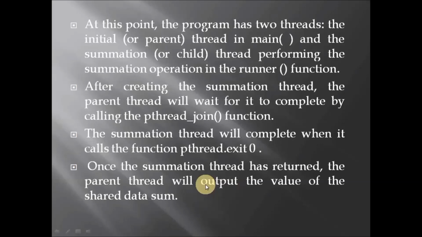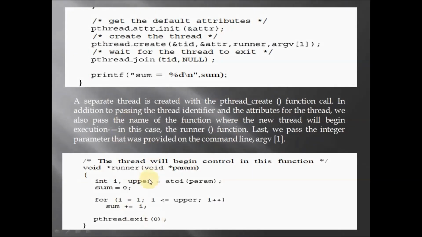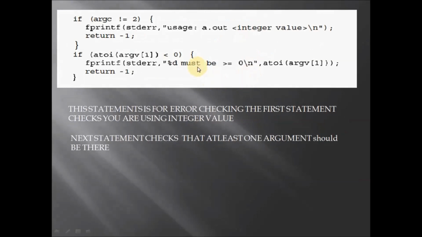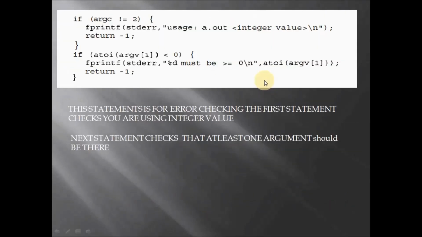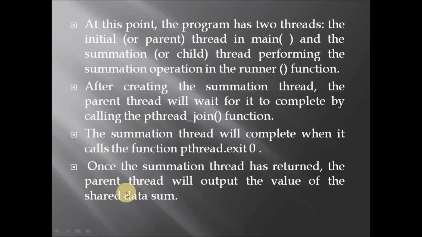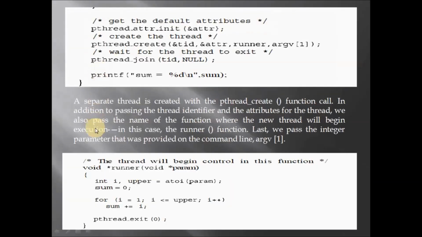Remember guys, the child will only calculate this value, the value 15 here. But the parent thread has to display that value. The child thread has to calculate the value, and the parent thread has to display it in the output, stored in some variable. Understanding guys? The parent thread has to display it, but the child thread has to calculate it.